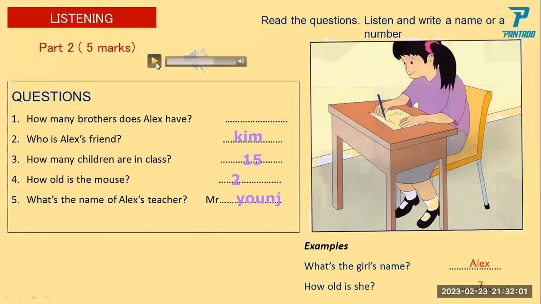Now, how many brothers does Alice have, Lynn? Three. Yes, that's right. Three brothers. And how about number two? Who is Alice's friend? Kim? That's right. And number three, how many children are in the class? 15. Good. And how old is the mouse? Two? And how about number five? Do you want to listen again? Where are you?